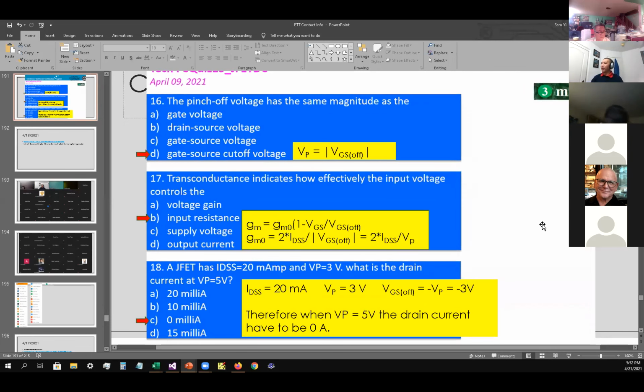Okay, 16, the pinch-off voltage has the same magnitude as the VGS off, but it would not be the negative value. Remember, the VGS off would be negative and the pinch-off would be positive. So that's what I said, VP is the absolute value of VGS off. And so that's why we got a positive. And it's going to be the gate-source cutoff voltage. Okay. So the answer is D for that one.